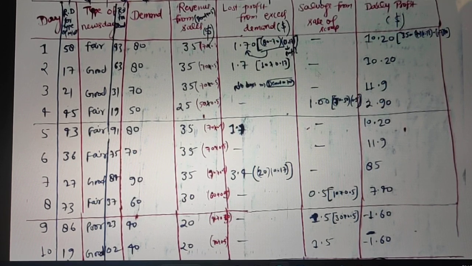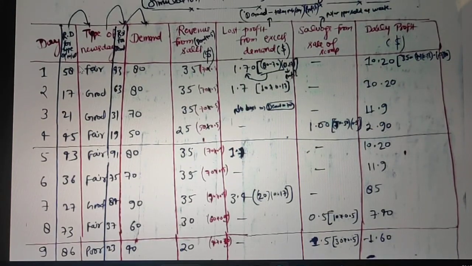From the random digit for type of news day we will get the type of news day. Then, using the random digit for demand, we get the actual demand. Here we have to calculate the revenue from sales, the actual money we got from selling the papers. Then we have to calculate the lost profit from excess demand, then the sales from scrap, and then the daily profit.